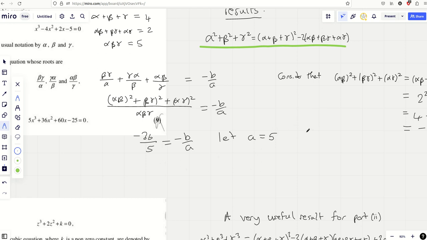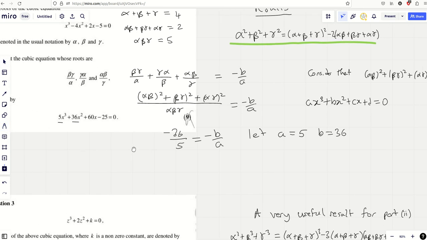And this is for your ax cubed plus bx squared plus cx plus d equals 0. This is for that form of the cubic. So if a is 5, b is going to be 36. Is that looking good? Yes, it is. Yeah, it looks really good. Now all we've got to do is find the other ones.